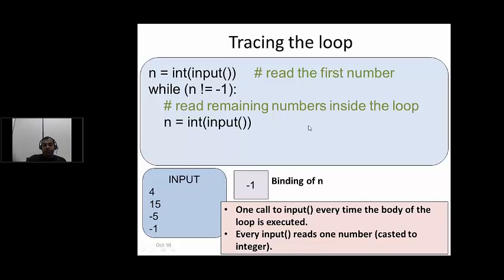Okay. So many times people get confused: how can this program read 4 or 5 different numbers? The reason is every call to input at runtime will result in expecting one integer from the input.